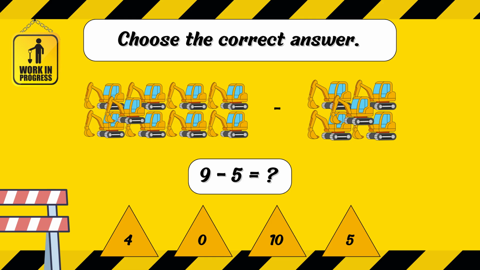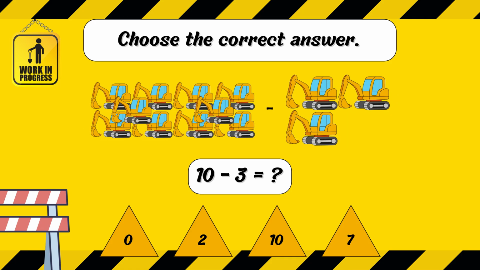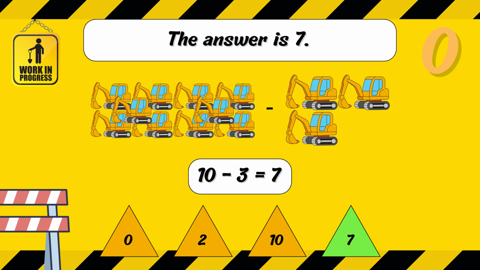Choose the correct answer. 9 minus 5 equals? The answer is 4. 9 minus 5 equals 4. Choose the correct answer. 10 minus 3 equals? The answer is 7. 10 minus 3 equals 7.